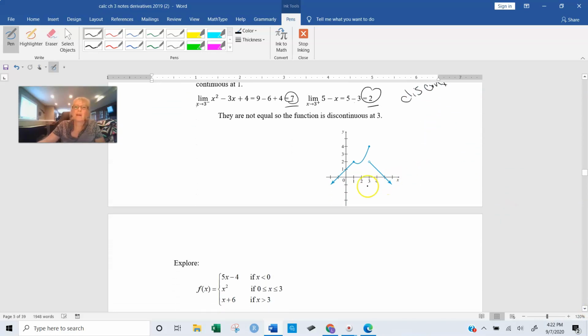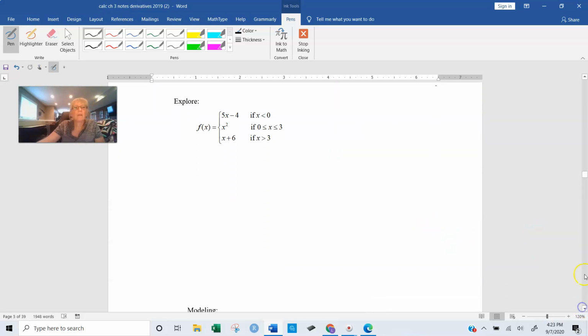And this is what it looks like. Your first line meets the parabola here and goes up. It never loses continuity because there's always a value. Okay, this line does not meet the parabola, so there's a jump in here, so it's discontinuous at that point.